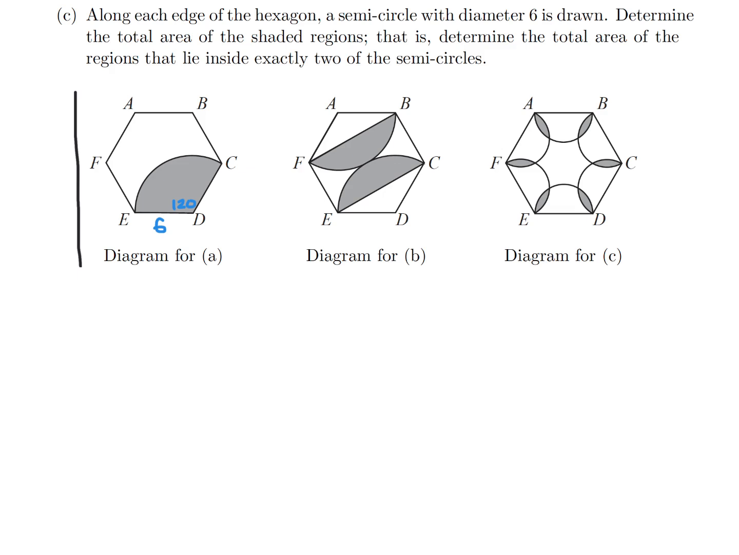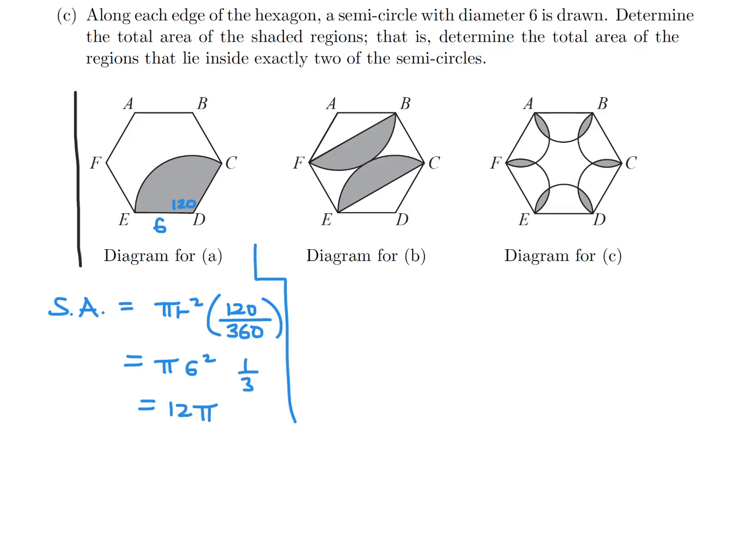Okay, so the area of the shaded region, we'll just call it SA for shaded region, will be pi r squared, which is the area of a circle, but we're only taking 120 degrees of that circle. Out of the full 360 degrees, you're taking just 120 degrees. So it's a segment of a circle. The radius in this case is 6, and this is just 1/3. So this is going to be 36 divided by 3, so that's 12. So 12 pi is the answer for part A.